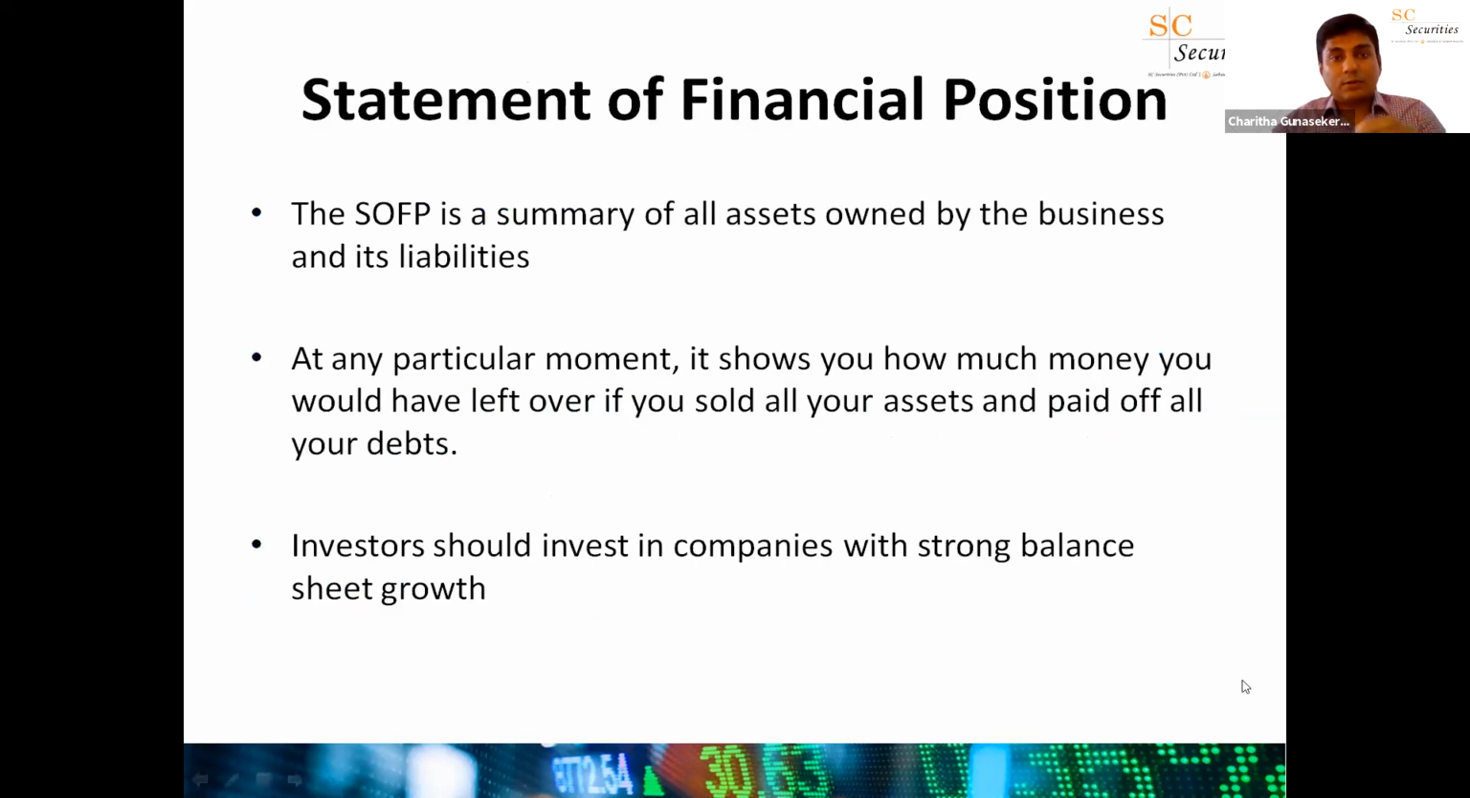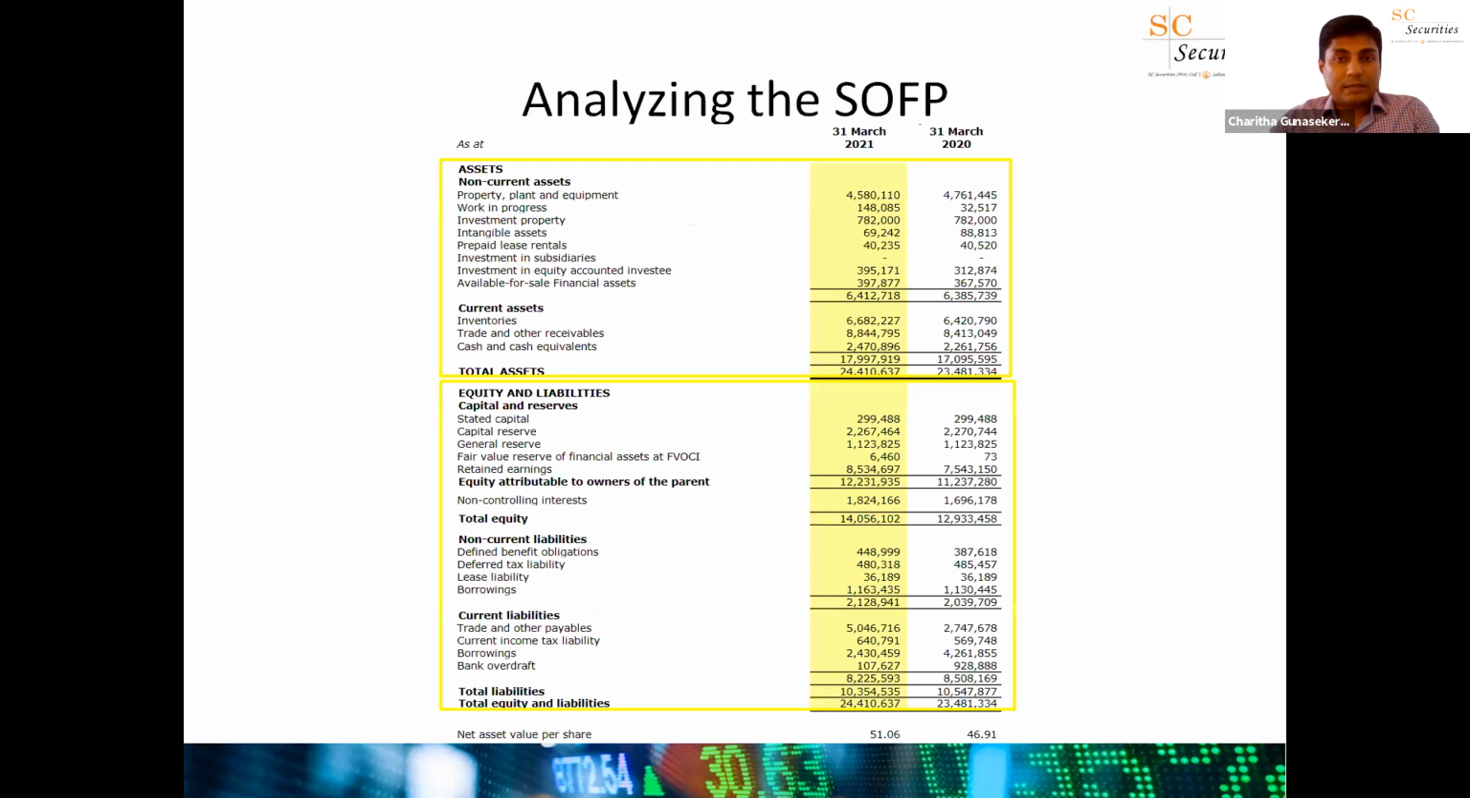We discussed the statement of financial position in our second session, where you summarize your assets and liabilities, and show what your assets are and how they are being funded. There again, we discussed analyzing the balance sheet and the importance of equity. Equity is basically the difference between your total assets and your total liabilities, or you call it the net assets of a company. This is the theoretical book value of a company.